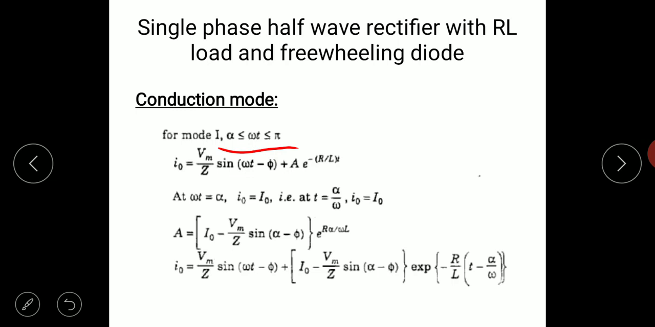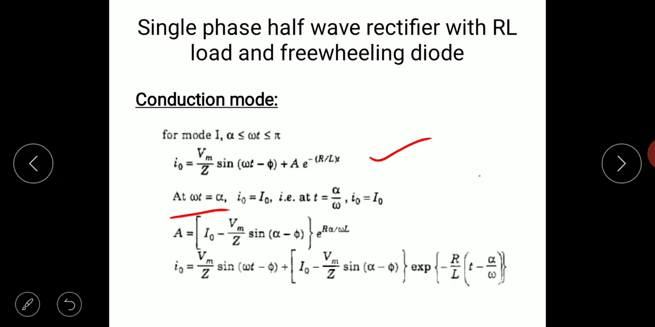The transient component will be due to the nature of the load and the steady state component will be due to the nature of the supply. We have already analyzed in our previous lecture that the steady state component is Vm by Z sin(omega t minus phi), and the transient component is constant times e to the power of minus R by L into t. This expression is the same as we discussed in our previous lecture on the series RL load half wave rectifier, but A will be different.